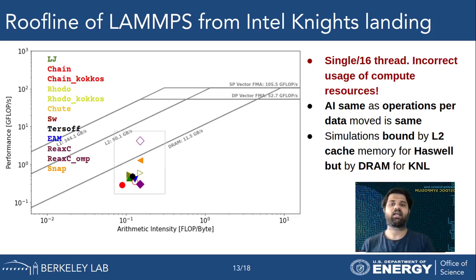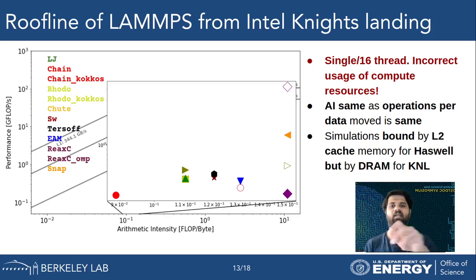And we find that, again, the arithmetic intensity is pretty much the same as compared to the Haswell version. That's because for any given amount of data, the same number of operations are being performed, and so obviously you have the same arithmetic intensity. However, the performance is a lot lower. This is because no two cores are the same. The cores on Intel's Knights Landing are slower than the cores on Haswell, because there are many cores on Knights Landing. And so this represents an incorrect usage of this machine's resources.